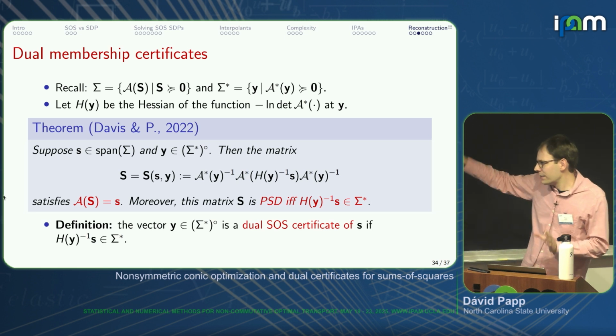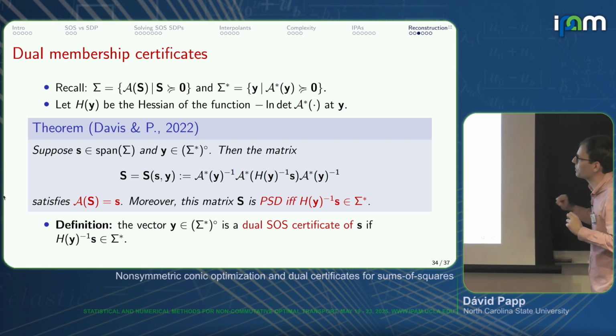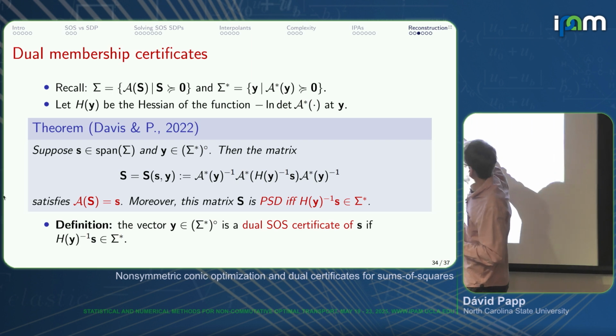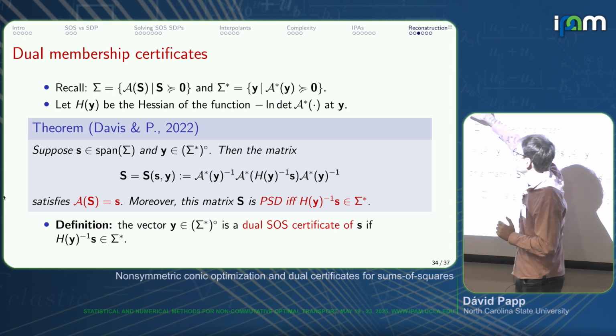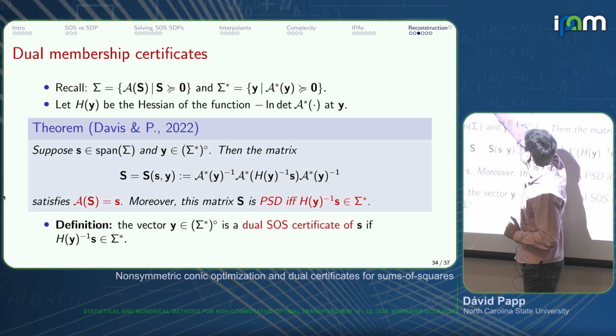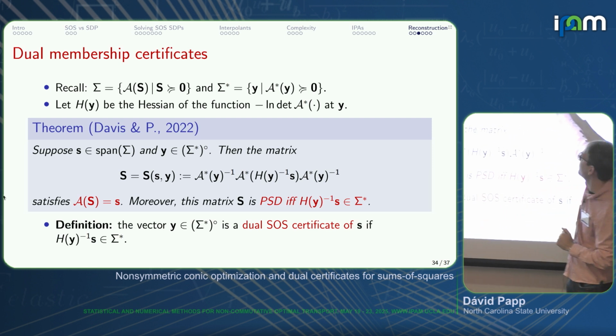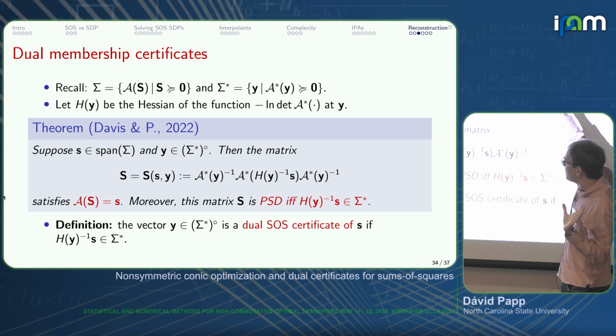First, I'll show you at least at a high level the details of how it works, and then I'll show you why I think this is particularly interesting. So again, just recall this was our characterization of the SOS cone, right? It's the set of those vectors that are the appropriate linear image of this positive semi-definite matrix S, and then we have the dual representation.